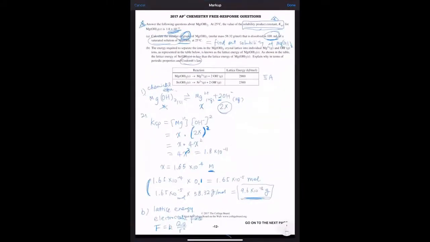So let's come back to see what we have here. If we compare the charge, both of them have a 2+ charge, so the charge is similar. However, the size is different. The first one, magnesium, has a smaller size, and the smaller size corresponds to a higher electrostatic force, which also corresponds to a higher lattice energy. That has been verified by the experimental data provided in the table.